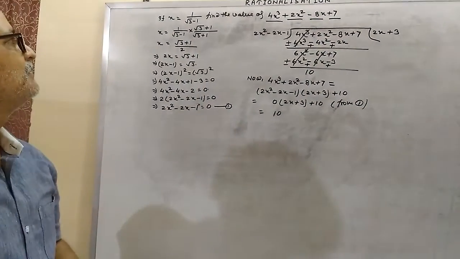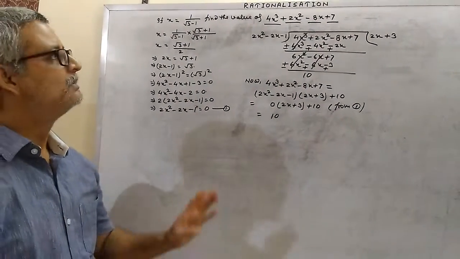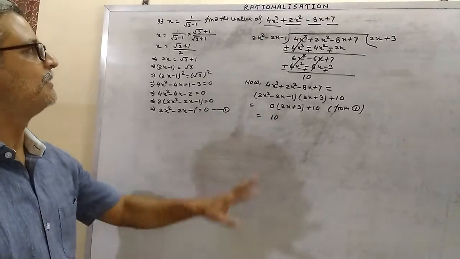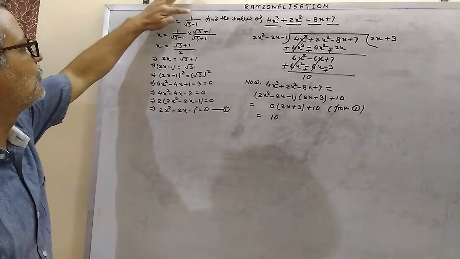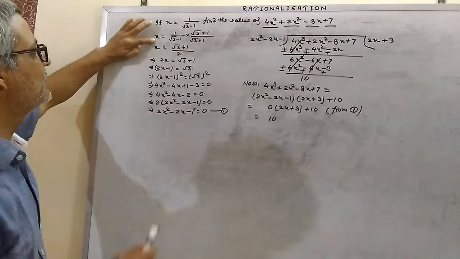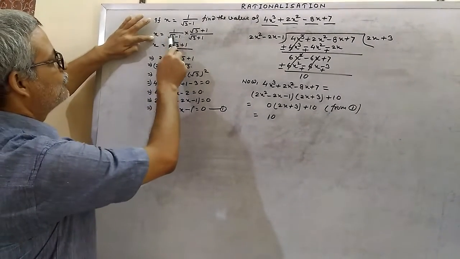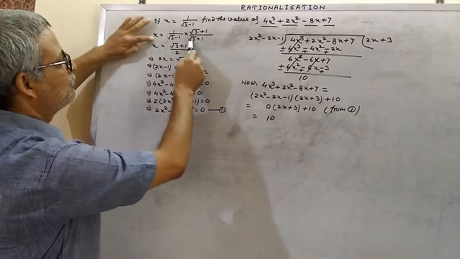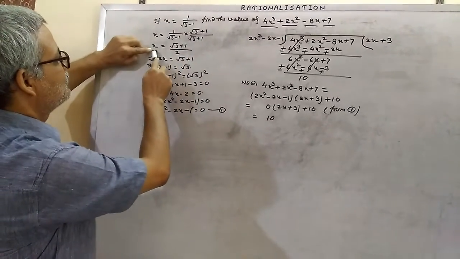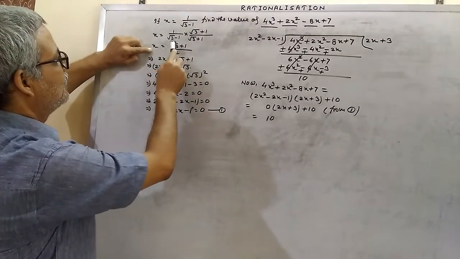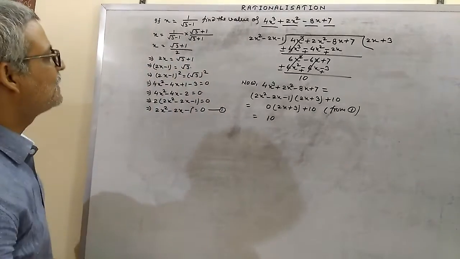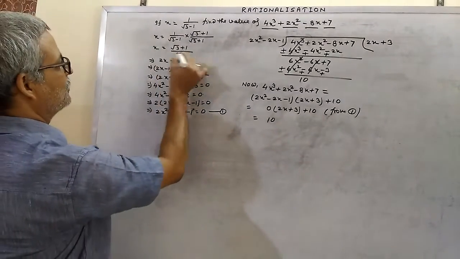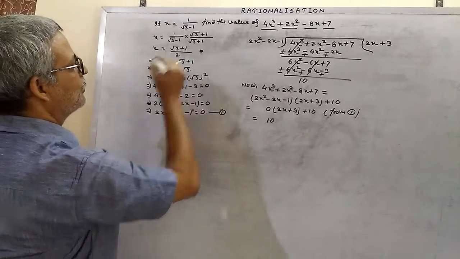Actually this question can be solved by two different processes. One process I explained orally and one process I will solve. Now here it is given x is equal to 1 by root 3 minus 1. First we will rationalize it. So 1 by root 3 minus 1 into root 3 plus 1 by root 3 plus 1. So x is equal to root 3 plus 1 divided by root 3 square, which is 3, minus 1, that is 2. After this step there are two processes.